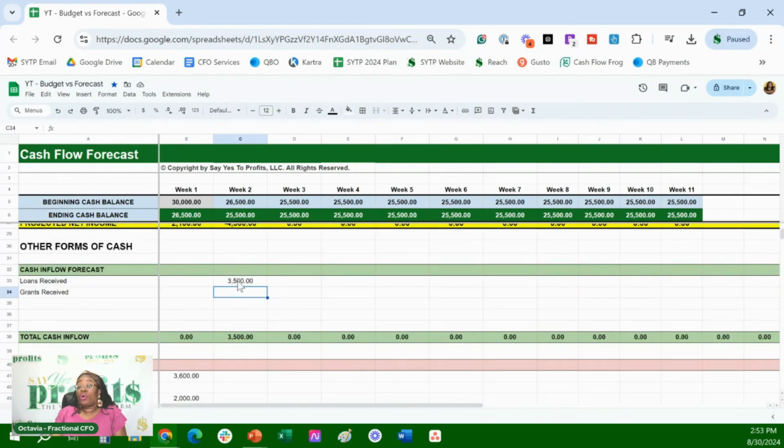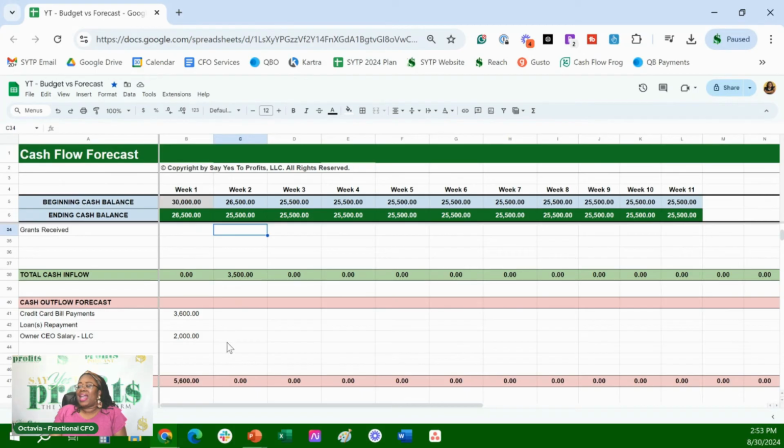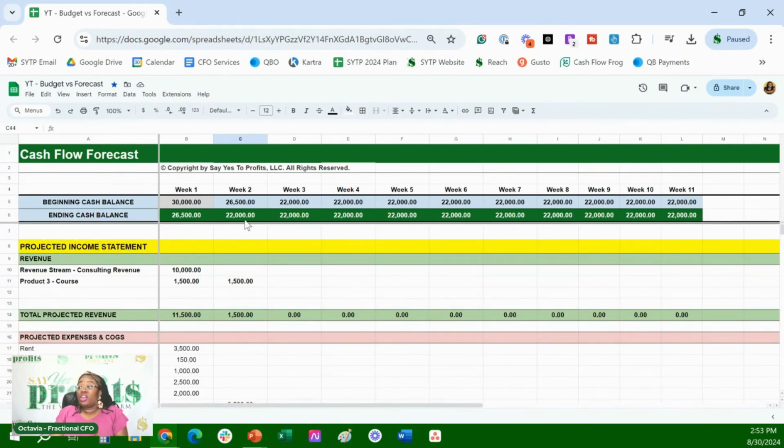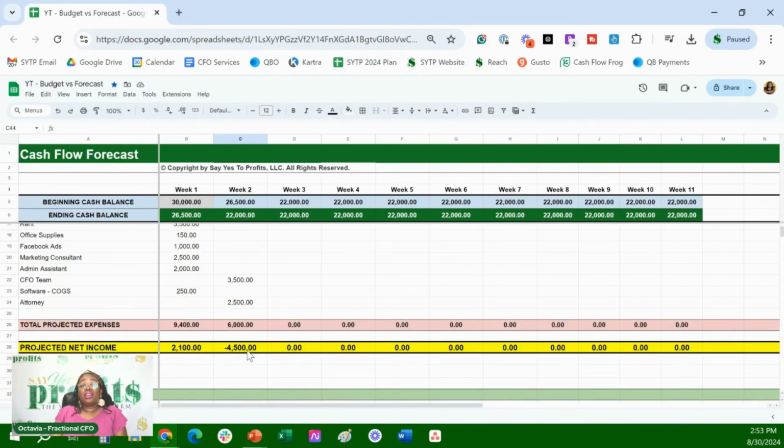You have a loan that entered your business and you want to pay yourself again. Okay, so we're going to put that there. Now, when you factor all of that in for that week, your ending balance is $22,000. Your net loss for that week on your projected income statement would be $4,500.